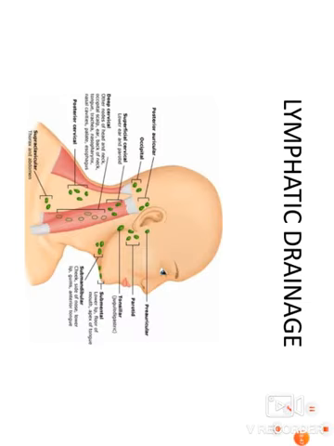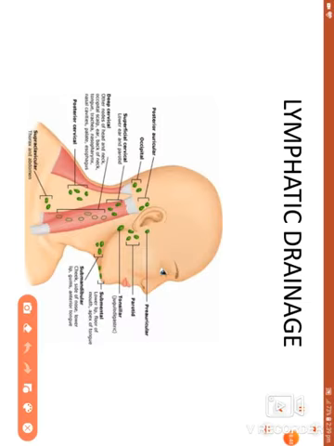Then here you can see the lymphatic drainage. The lymph nodes in the submental region are called the submental lymph nodes. The sublingual salivary gland drains into the submental lymph nodes. The lymph nodes in the submandibular region are called the submandibular lymph nodes. The submandibular glands drain into the submandibular lymph nodes.